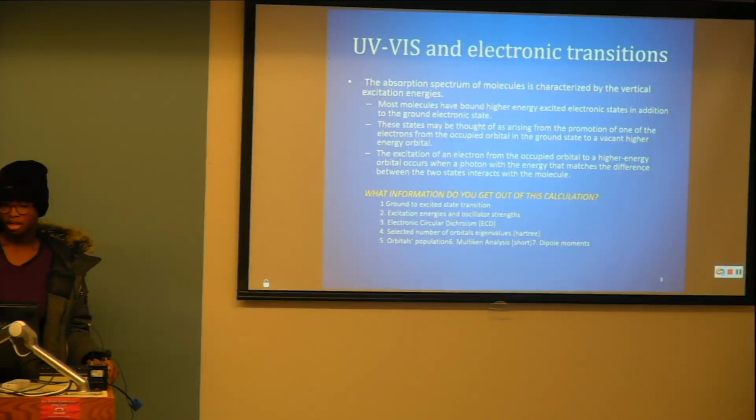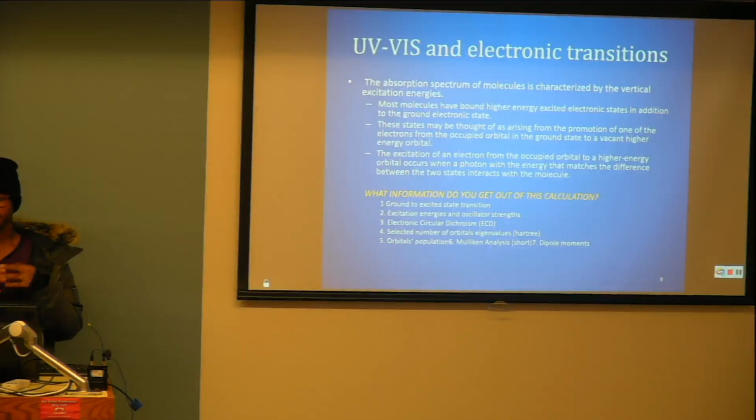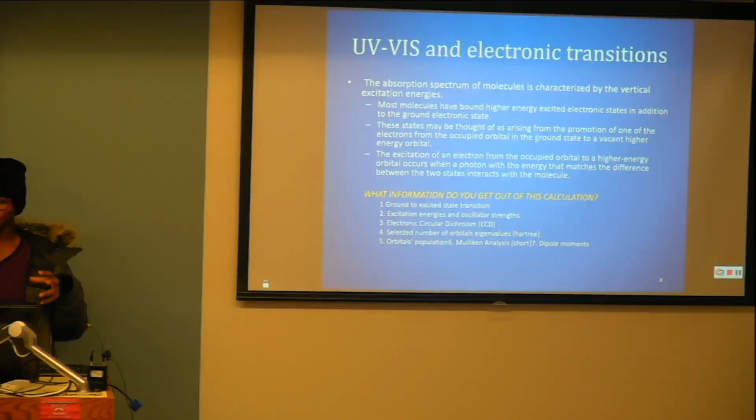And last but not least is the UV-VIS and electronic transition. So, this has to do with the absorbance spectrum of your molecule. It can be characterized by vertical excitation energy. Most molecules have bound, higher energy excited electronic states in addition to a ground state. These states may arise from a promotion of one electron from the occupied orbital in the ground state to a vacant higher energy orbital. The excitation of that electron from the occupied orbital to a higher energy orbital occurs when a photon of the same energy as the difference between the two states interacts with the molecule, and that's how you can get a UV-VIS spectrum.